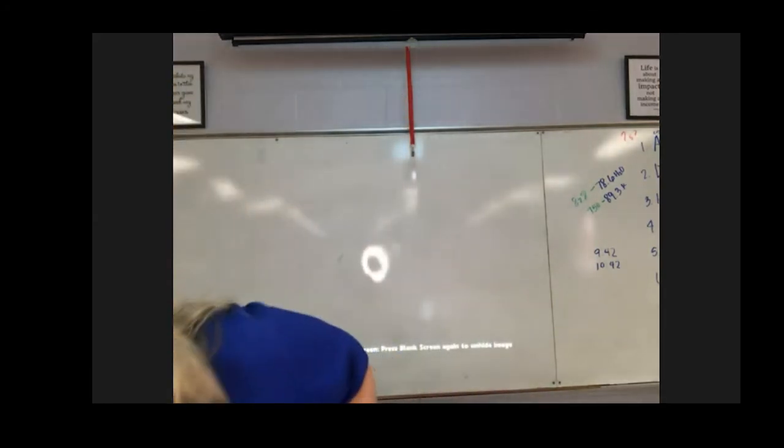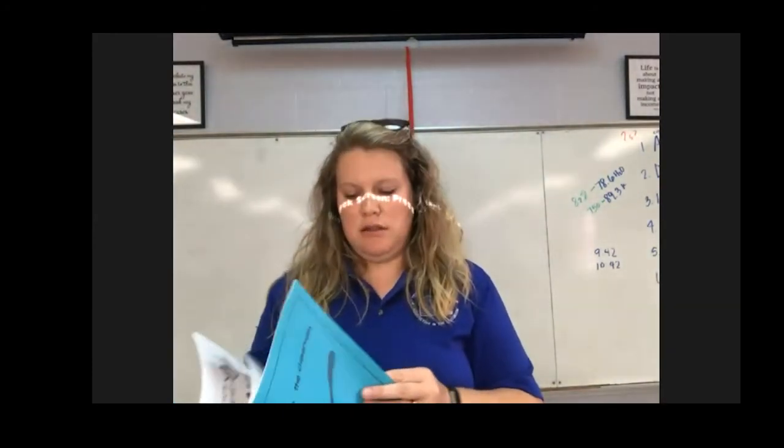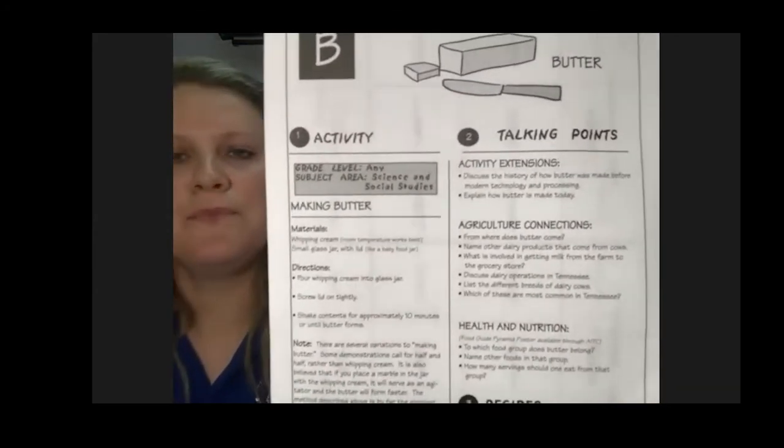Okie dokie. So, if you have your alphabet soup book and you want to flip with me, I'm going to be on the letter B. B for butter. So, I'm right here.